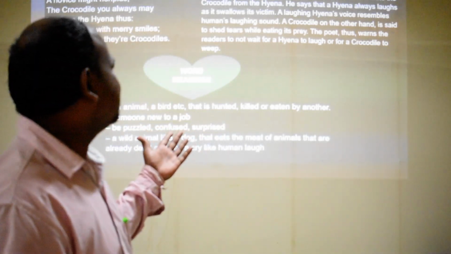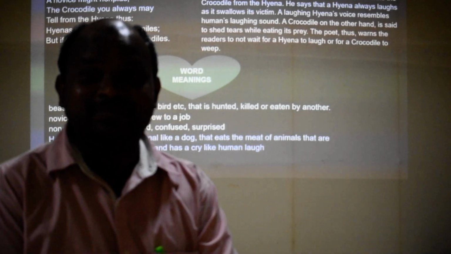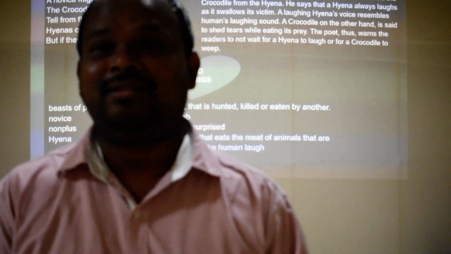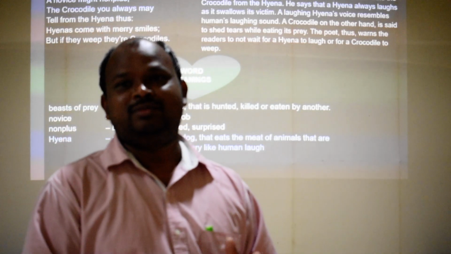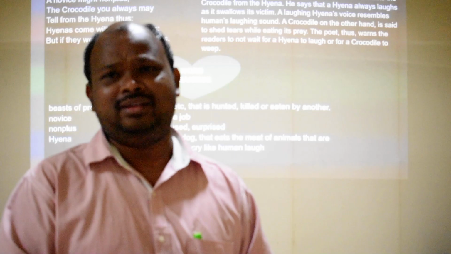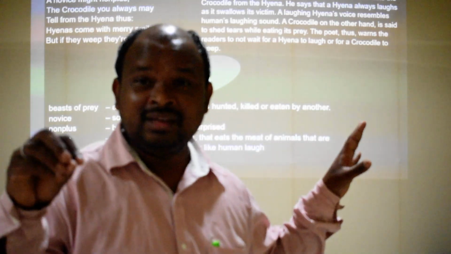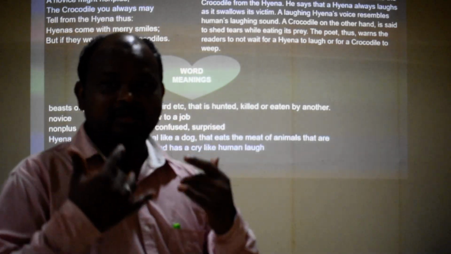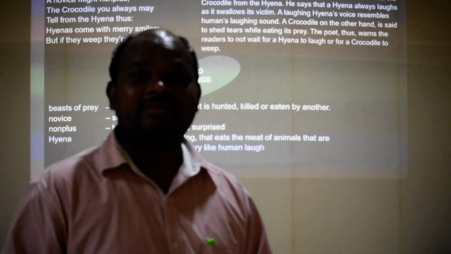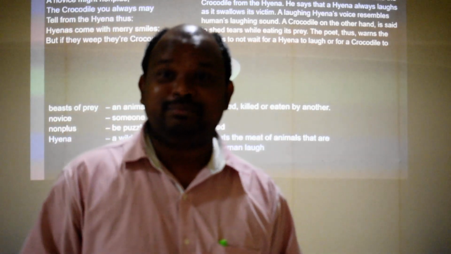A crocodile, on the other hand, is said to shed tears while eating its prey, as if crying like a human being. But when eating, you see the contradiction. The poet says it in a very humorous way. When it eats you up, the tears are coming as if crying. But it may be happy tears because it is enjoying the prey.